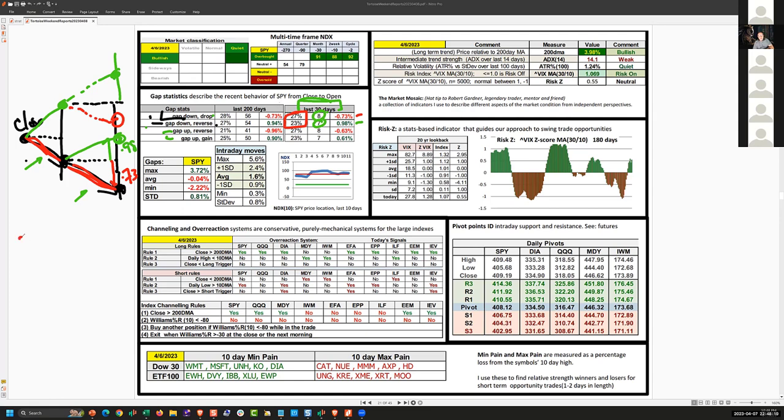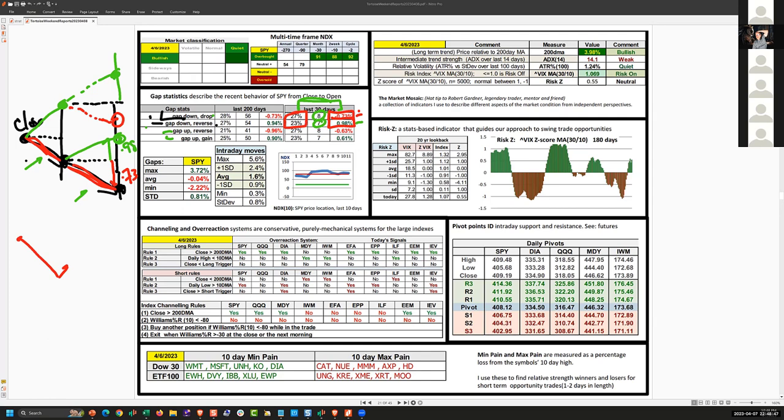But if it gaps down and then starts to reverse higher, that's actually a better trade than if it gaps down and then keeps failing. I actually like that. All right. Because remember, it's moving almost half again as far to gain a 1%.